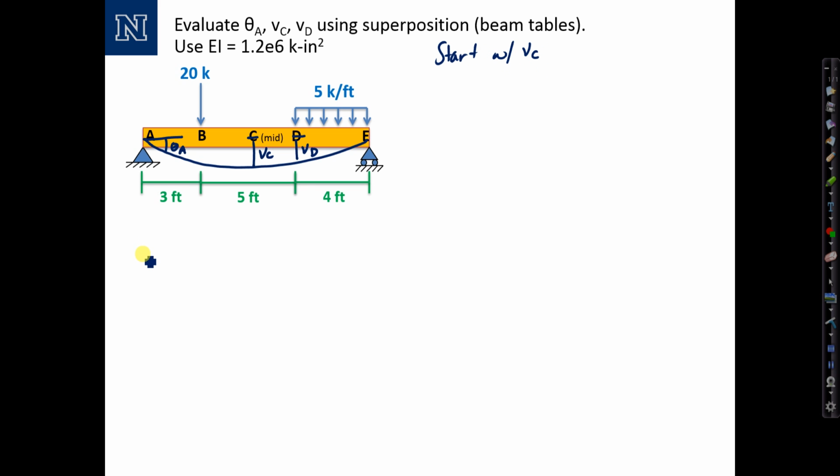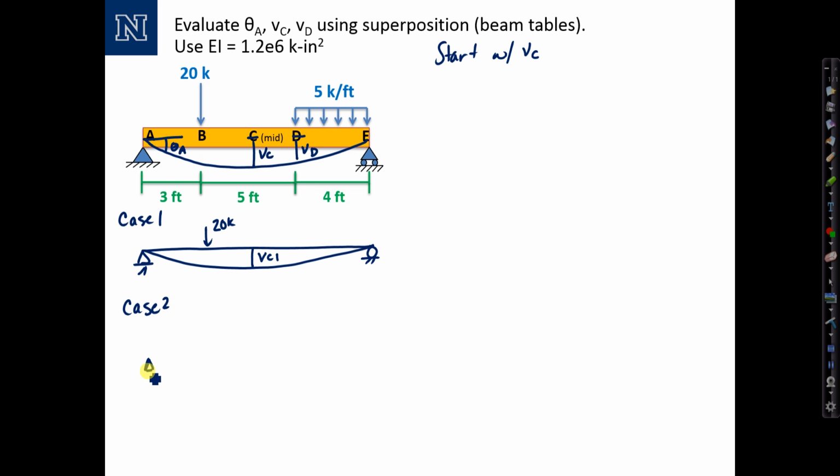We're going to break this into two load cases. The first one is going to be the deflection due to the point load, 20 kip. Sketch the deflected shape. The deflection at midpoint I'm going to label as VC1. This is case 1. Case 2 is going to be the deflection due to the distributed load. Distributed load acting over the end of the beam, 5 kips per feet. I will sketch that deflection and label deflection at the midpoint VC2.